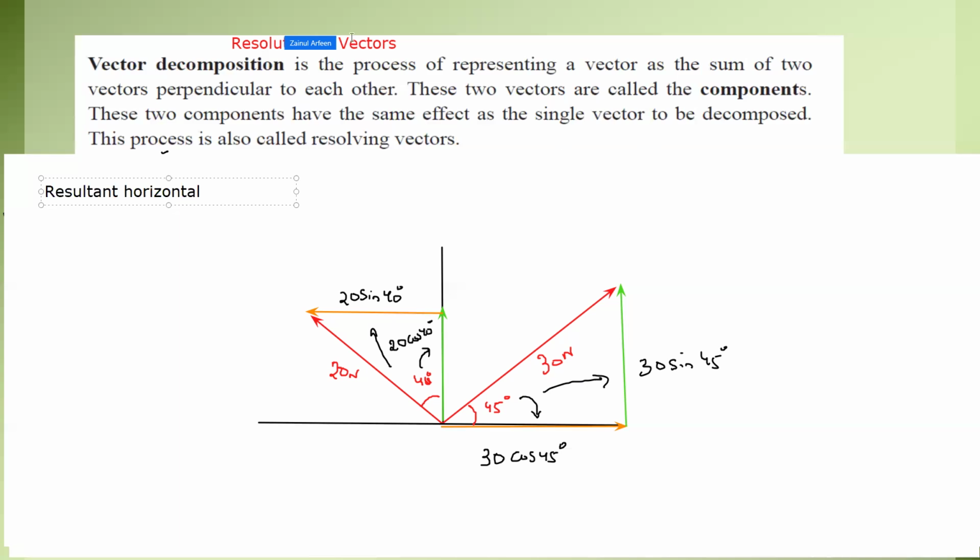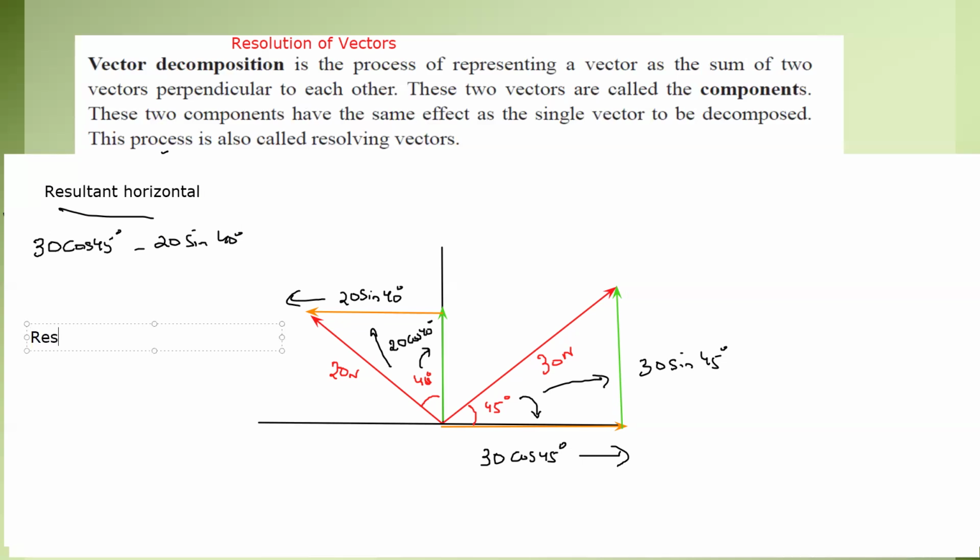yes, we can draw here. If I want to draw vertical, I can draw this vertical here as well. That does not make a difference. The answer will remain the same. So if we need the resultant horizontal, this is pointing towards right and this is pointing towards left because they are pointing in opposite directions. So to work out the resultant horizontal, we subtract them. So it will be 30 cosine 45 minus 20 sine 40.